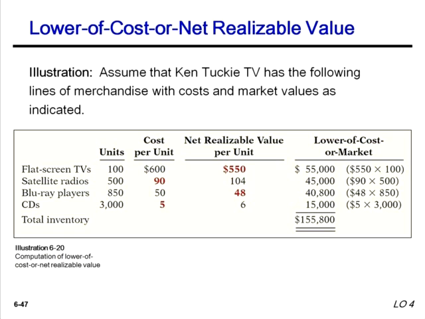So in the case of flat screen TVs, we would take that net realizable value, which is lower than the cost, and multiply by the number of units. So then, as you can see, the total dollar cost of inventory is $155,800, and that is the number that would show up on the balance sheet. This concludes our lecture on Chapter 6 on the inventory costing methods, and of course there is a homework assignment that goes along with it.